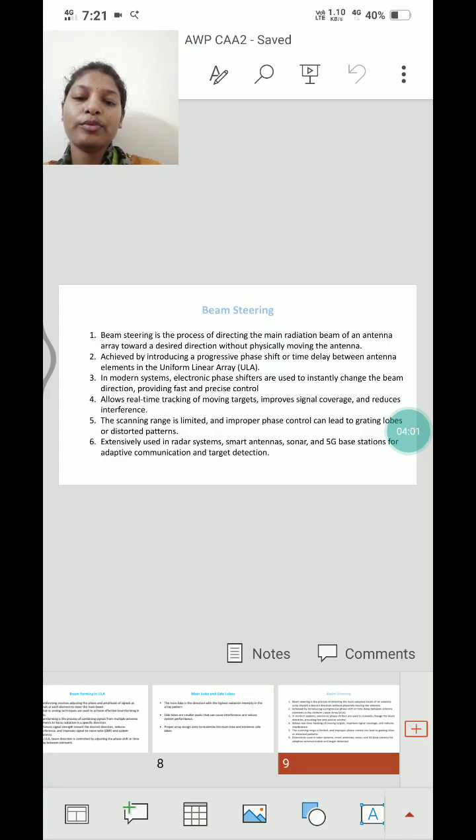Beam steering. Beam steering is the process of directing the main radiation beam of the antenna array toward a desired direction without physically moving the antenna. It is achieved by introducing a progressive phase shift or time delay between antenna elements in the uniform linear array. In modern systems, electronic phase shifters are used to instantly change the beam direction, providing fast and precise control, which allows real-time tracking of moving targets, improves signal coverage, and reduces interference.